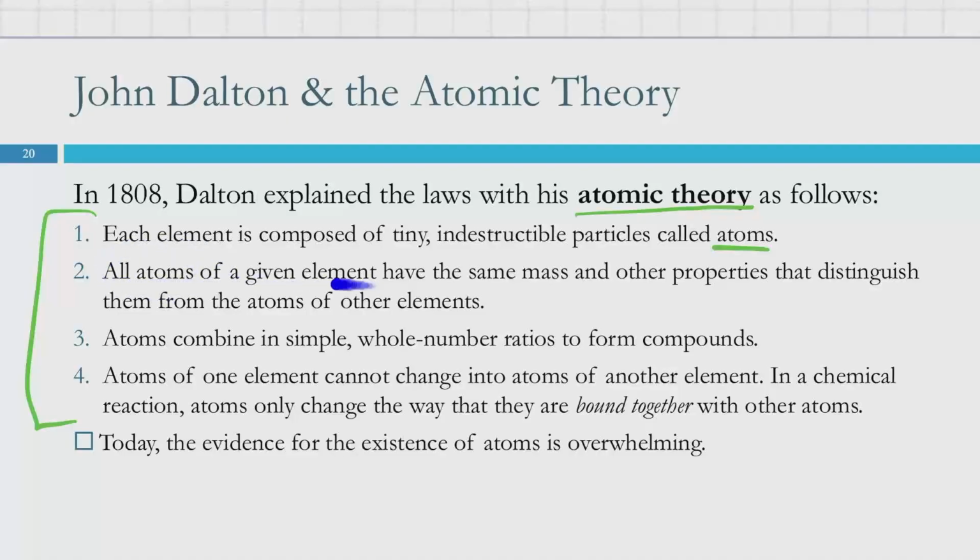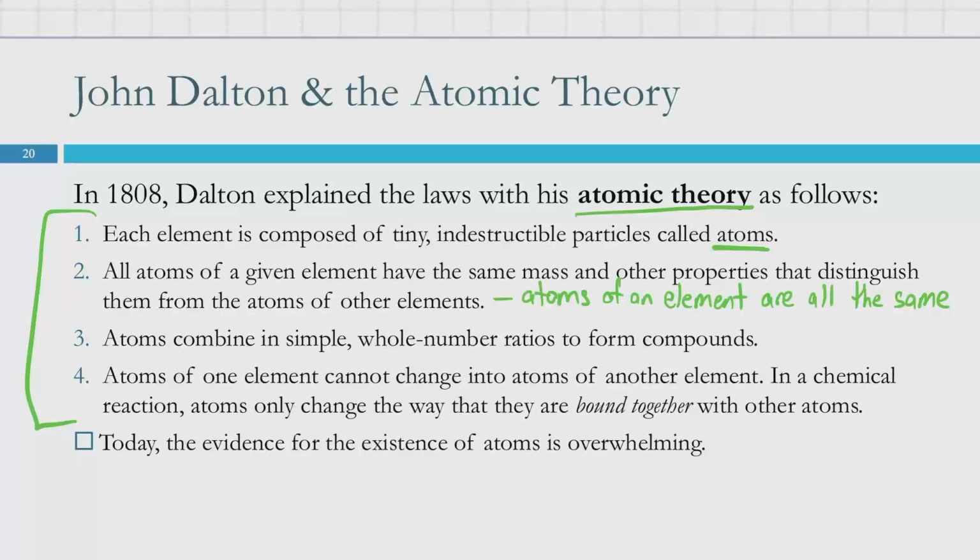All of the atoms of a given element, for any of the elements on the periodic table, if you were to line up like 500,000 of the atoms, should have the same mass and other properties. So atoms of an element are all the same. Every atom of oxygen is going to be exactly the same as every other atom of oxygen. We can combine the atoms in simple whole number ratios to form compounds.